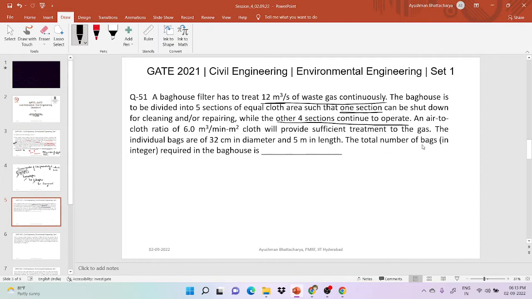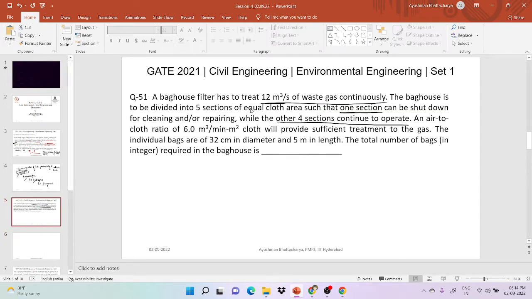The individual gas bags are of 32 centimeter in diameter and 5 meter in length. The total number of bags required in the bag house is asked. They have provided the flow rate of the gas, the air to cloth ratio, and the number of sections, where one section will be shut down and the remaining 4 sections will be in operational mode. The dimensions of the individual bags are also mentioned, and now they are asking the total number of bags required for the bag house. So looking at the data, we will progress.